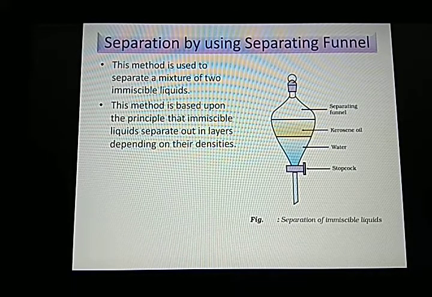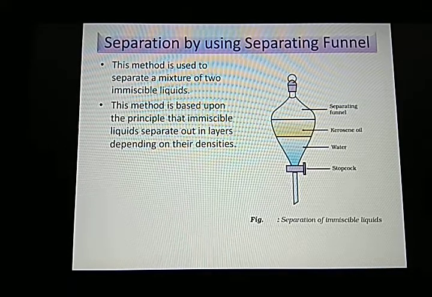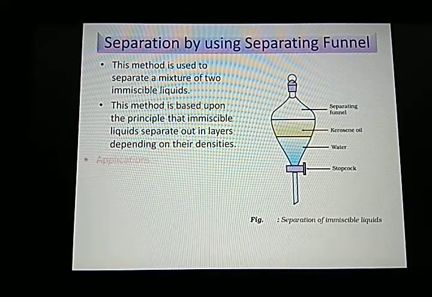So we can slowly open the stopcock and let the water pour out from the separating funnel. In this way we can separate out the water and the kerosene oil. Whatever is left in the separating funnel will be nothing but the kerosene oil. So in this way we can separate kerosene oil and water. Clear? Now let us see some of the applications of this method.